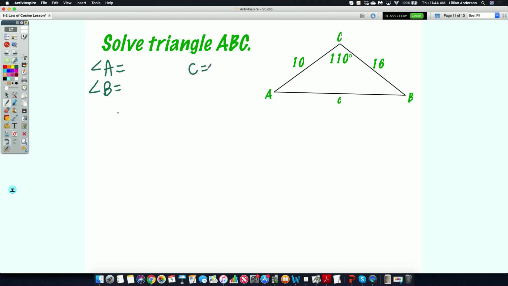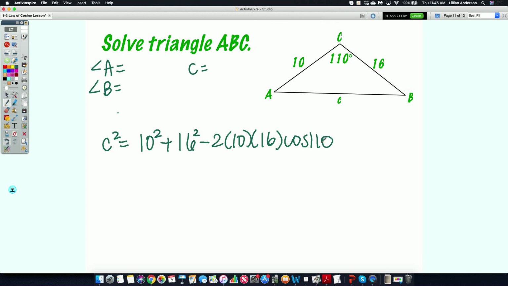Segment C, yes. AB, because I have side angle side. So the easiest thing to find at this point would have been that side across from angle C. So then you should have set it up as C squared is equal to 10 squared plus 16 squared minus 2 times 10 times 16 cosine 110. It doesn't matter whether you did 10 squared first or 16 squared first, because at the end, they're still adding. Okay? Same thing here. It doesn't matter whether you did 16 times 10, it still gives you the same 160 at the end. Okay?